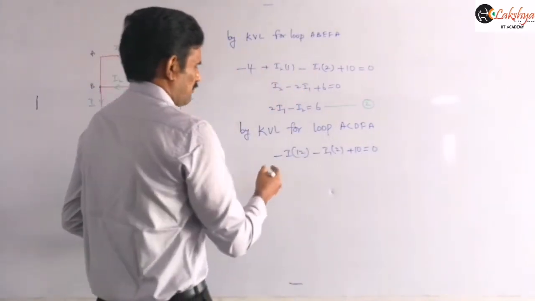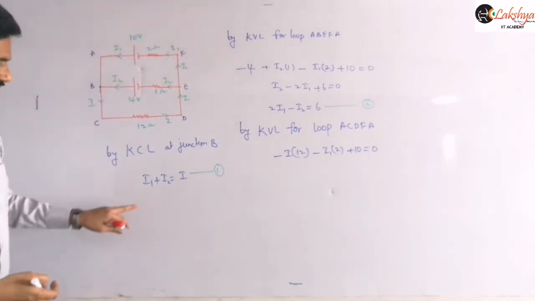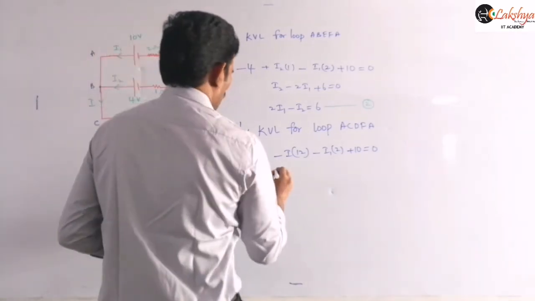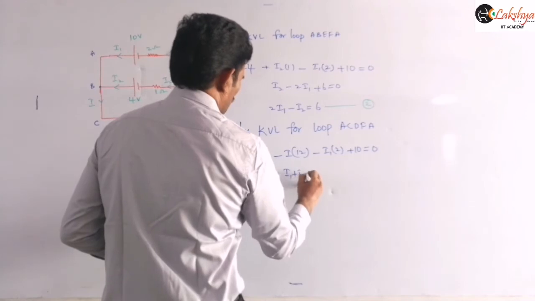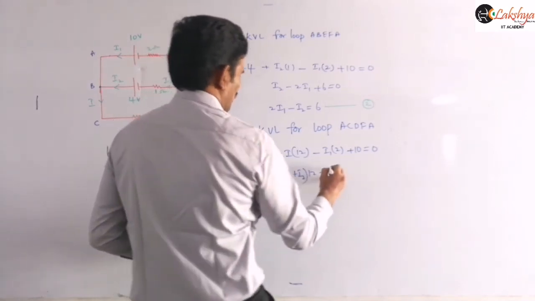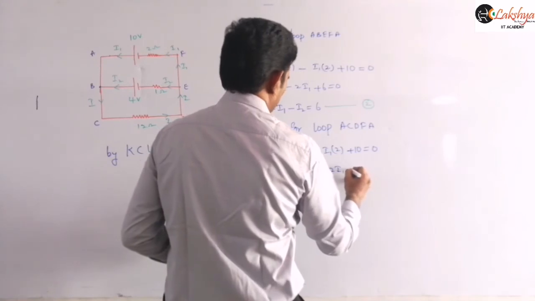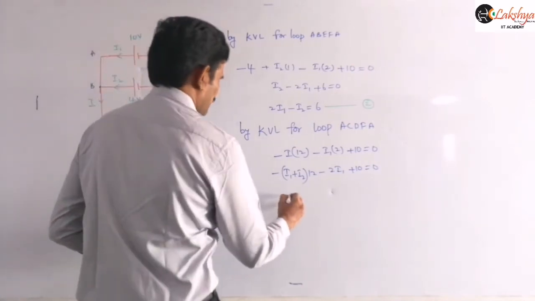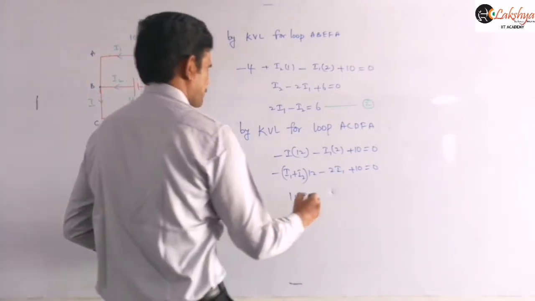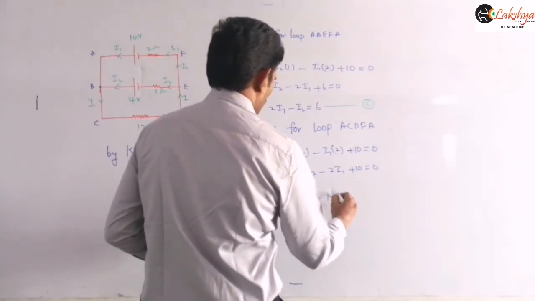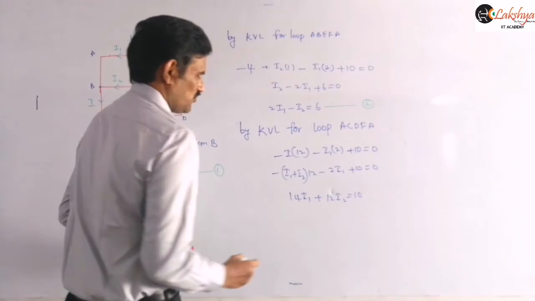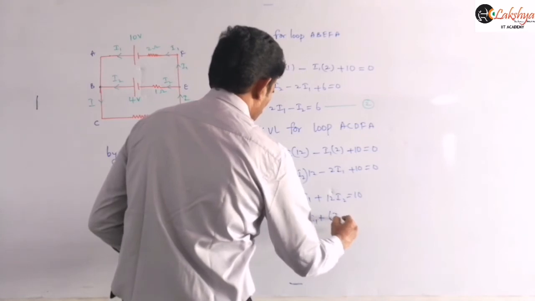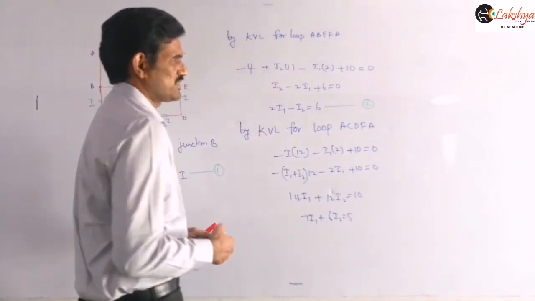Then by using our Kirchhoff junction rule, we know already that I is equal to I1 plus I2. I am directly substituting that value here. Therefore, minus (I1 plus I2) into 12 minus 2I1 plus 10 is equal to 0, right? So I can write this equation as 14I1 plus 12I2 is equal to 10. Or you can divide by 2, so I can write this as 7I1 plus 6I2 is equal to 5. Let's suppose this is equation 3.